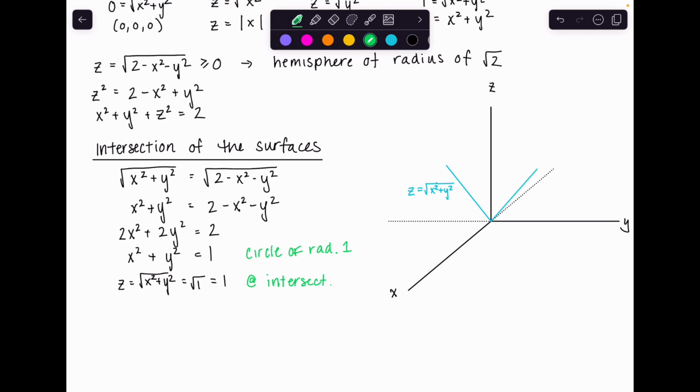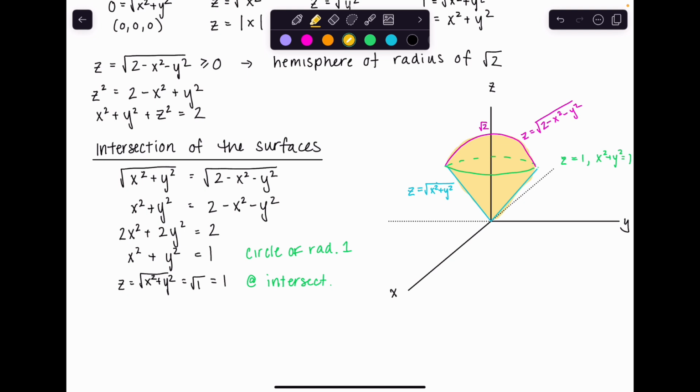Then it's going to intersect with this hemisphere. So I'm going to draw the intersection that we just figured out. This is z equals 1, and x squared plus y squared equals 1. And then sitting on top of that, we have that hemisphere. And the biggest it goes is root 2. So this is z equals the square root of 2 minus x squared minus y squared. Okay? So my goal is to find the volume of this thing.